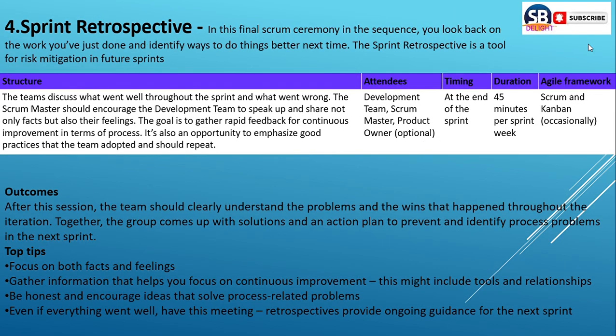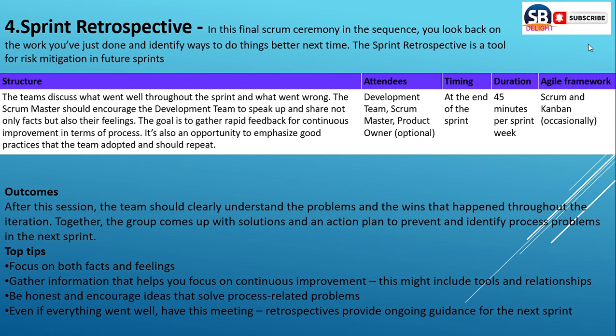Let's see the final one. Sprint retrospective means in this final Scrum ceremony in the sequence, you look back on the work you have just done and identify ways to do things better next time. That means the sprint retrospective is today for risk mitigation in the future sprint, like structure, attendance, time, duration, agile framework.